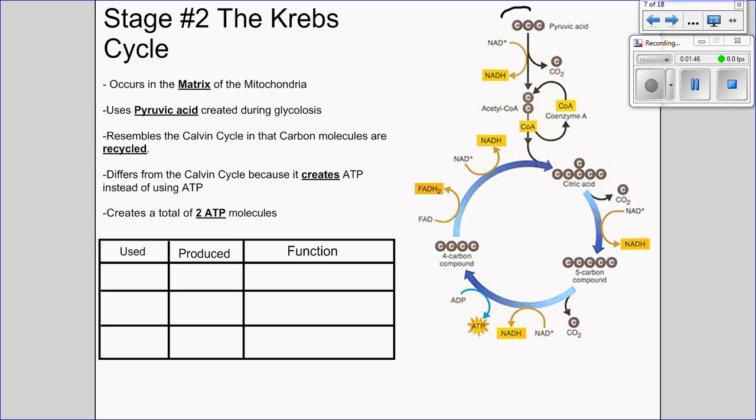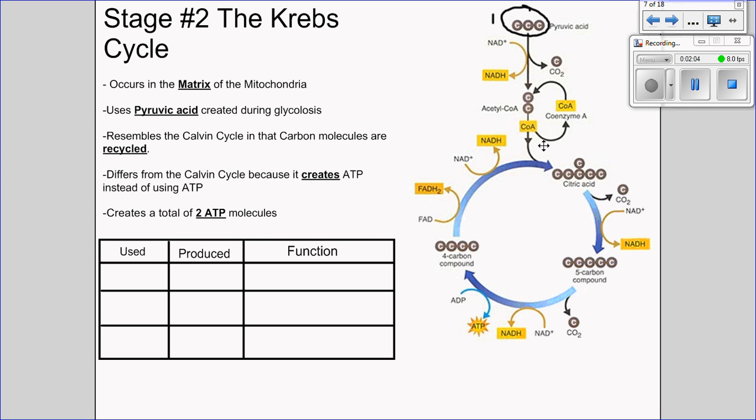So here's your 3-carbon pyruvic acid. So here's a single pyruvic acid right now. So it takes that pyruvic acid and it basically converts that into molecules that can be sent to something called the electron transport chain, which we'll get to in a few minutes.